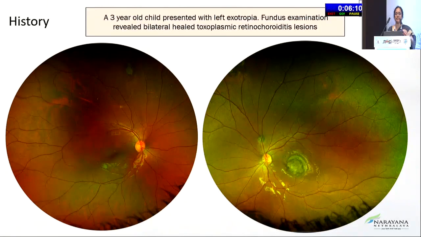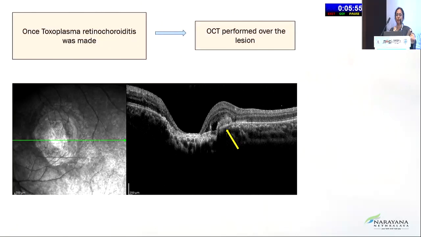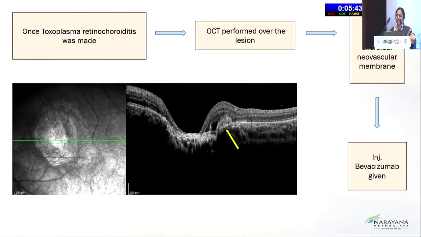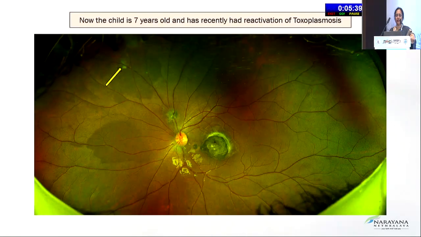We'll move on to the case examples. A 30-year-old child presented with left exotropia. Fundus examination revealed bilateral healed toxoplasmic retinochoroidal lesions. We made the diagnosis of toxoplasma based on serology. OCT performed over the lesion showed a choroidal neovascular membrane with intraretinal fluid. The child received an injection of bevacizumab, and we could see resolving SRF.